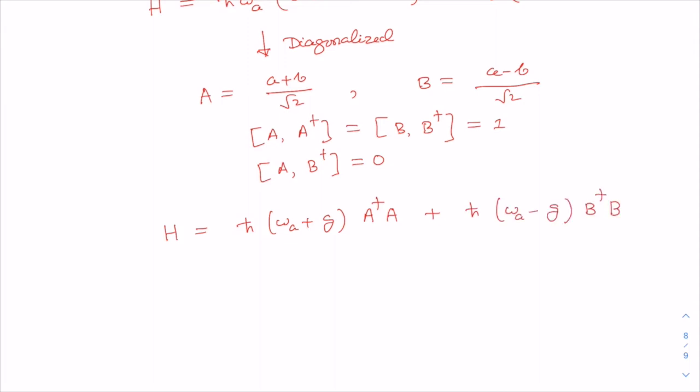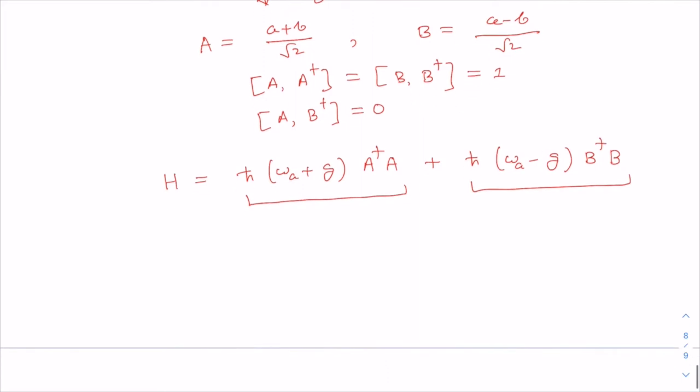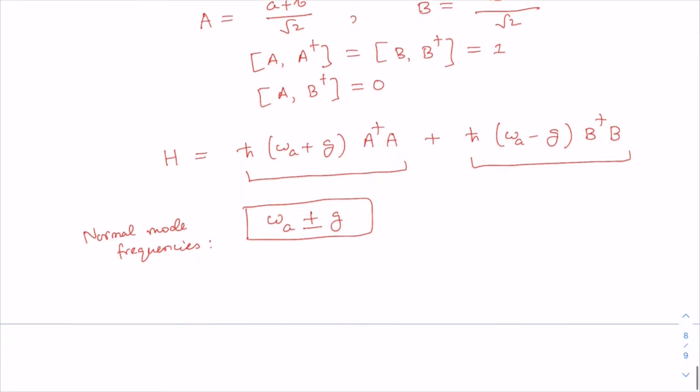So what you see is that now we are getting two independent harmonic oscillators with different frequencies, and the mode frequencies are here omega A plus minus Z, as you can see. These are the normal mode frequencies. One is omega A plus Z and the other one is omega A minus Z.